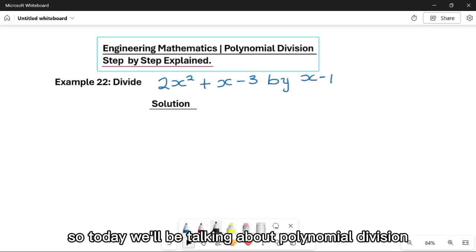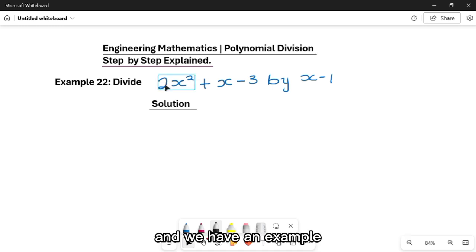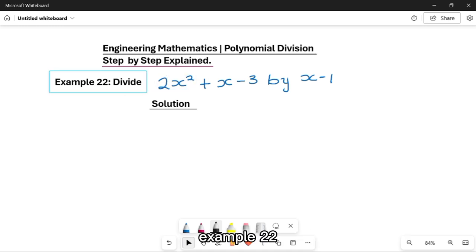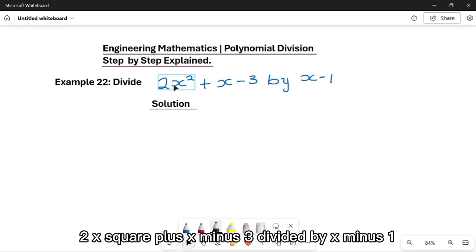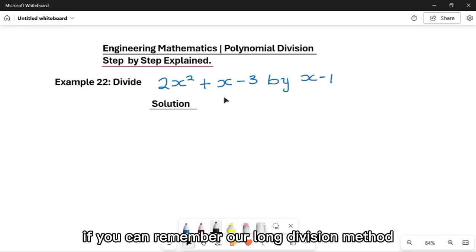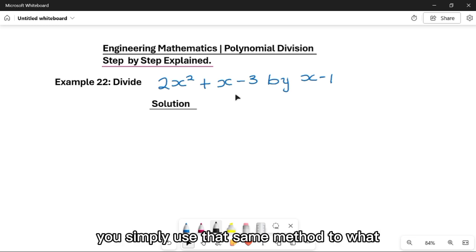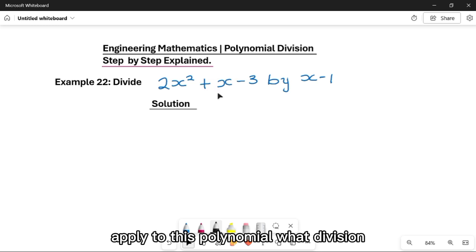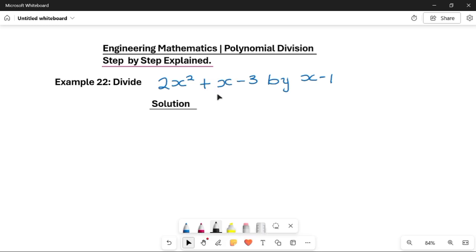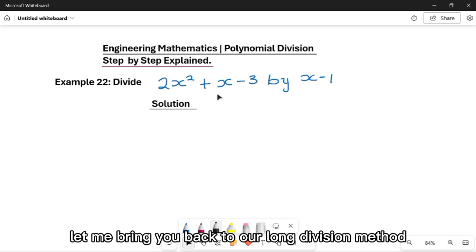So today we'll be talking about polynomial division and we have an example: 2x squared plus x minus 3 divided by x minus 1. If you can remember our long division method, we simply use that same method to apply to this polynomial division. So before we continue, let me bring you back to our long division method.